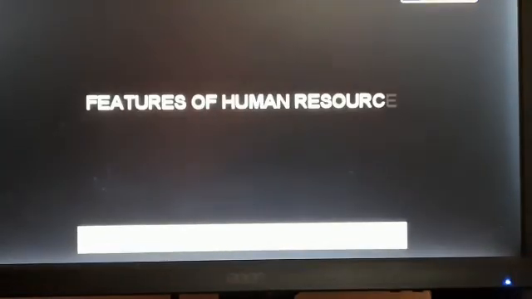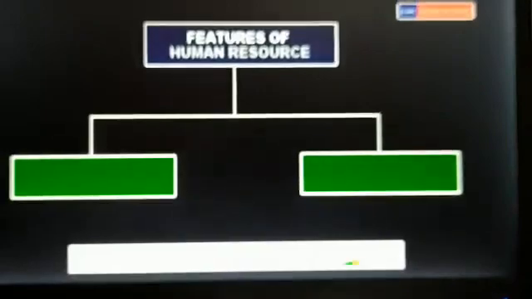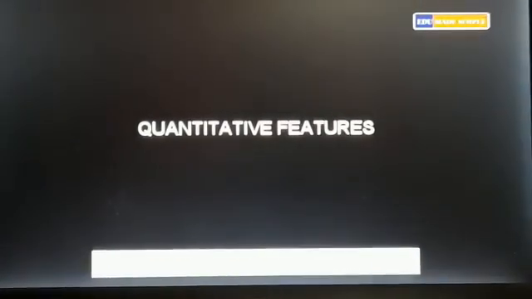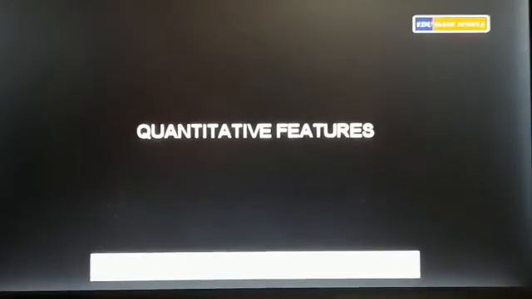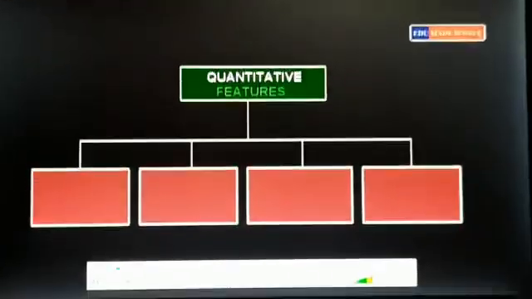Now, let's study about features of human resource. Human resource of a country has quantitative as well as qualitative features. Of these, let's first study about quantitative features. Quantitative features can be divided into four.